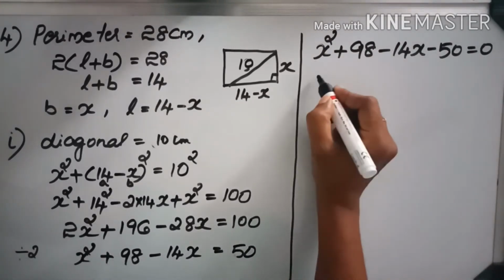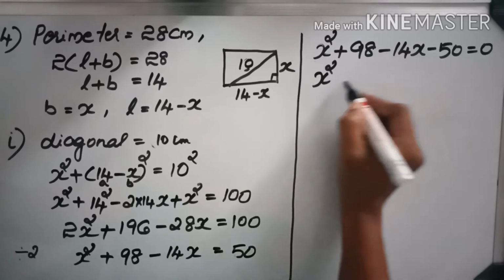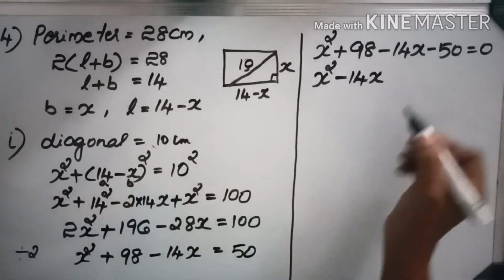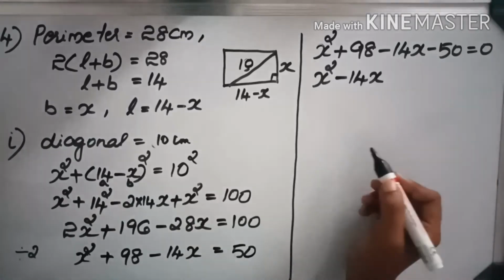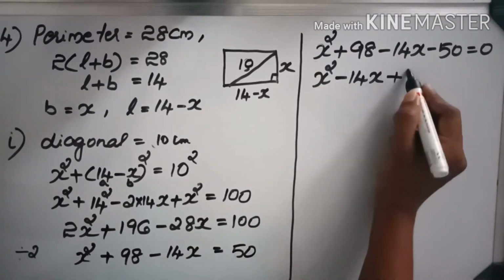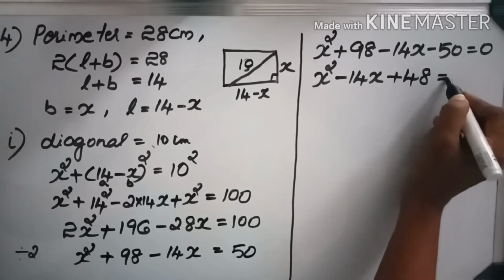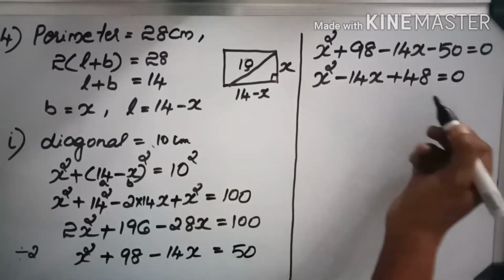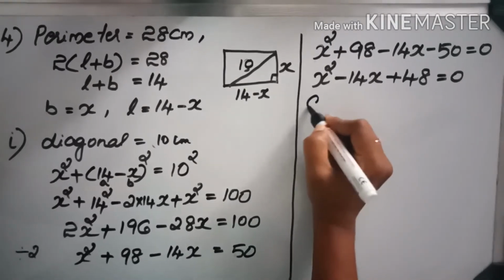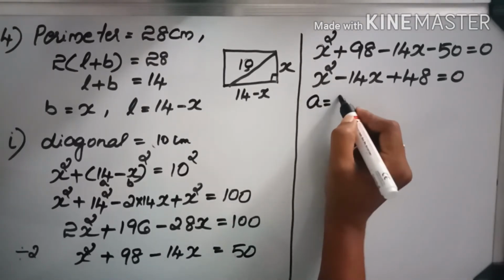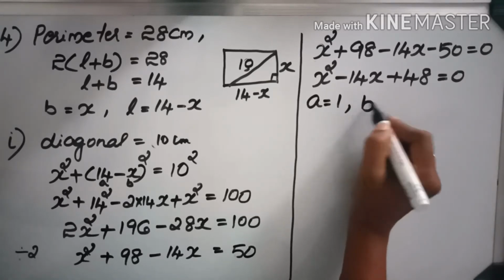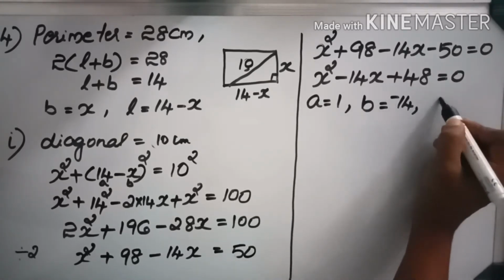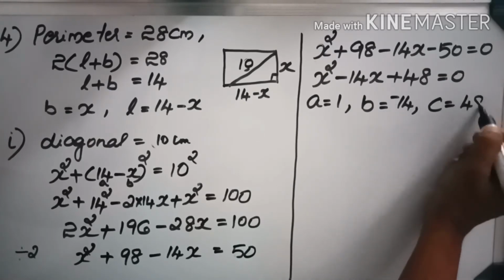Now let's arrange the equation. That is x square minus 14x plus 98 minus 50. 98 minus 50, what is the answer? Plus 48 equal to 0. Now it is of the second degree form. Now a equal to the x square coefficient, which is 1. b equal to what? Minus 14. c equal to 48.